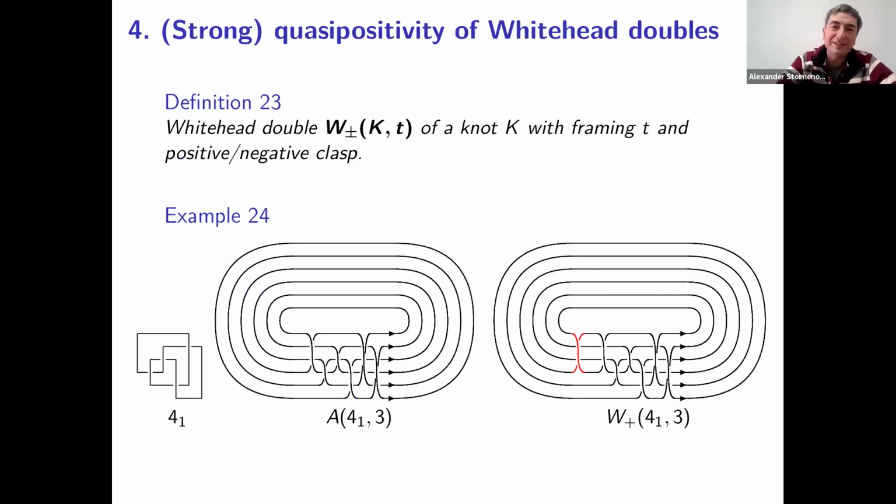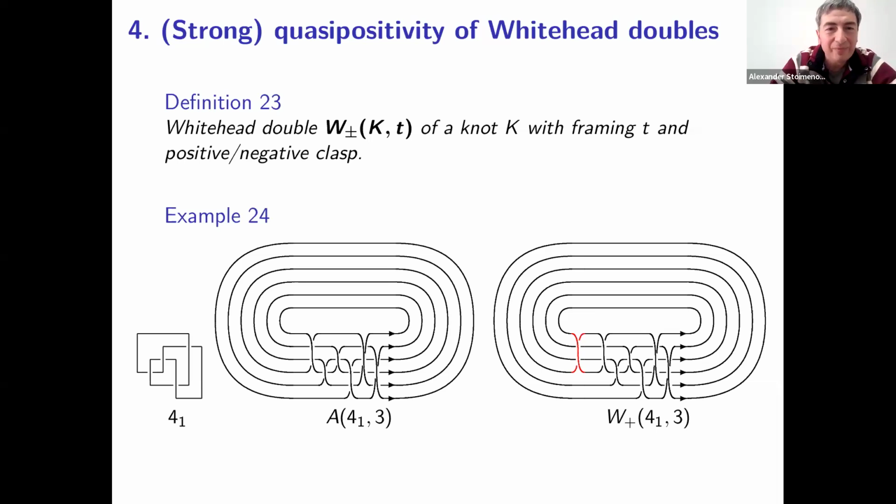In general, it is not the best idea to simply look at the components individually, but rather you had better look at the whole link. Okay, and the next thing that I'm going to discuss, I introduce some results about strongly quasi-positive Whitehead doubles. So now strongly quasi-positivity and quasi-positivity depend on mirroring. So you have to be careful, both with the framing and with the sign of the clasp. So there are positive clasp Whitehead doubles, which I denote W plus, and there are negative clasp Whitehead doubles, which I denote W minus.